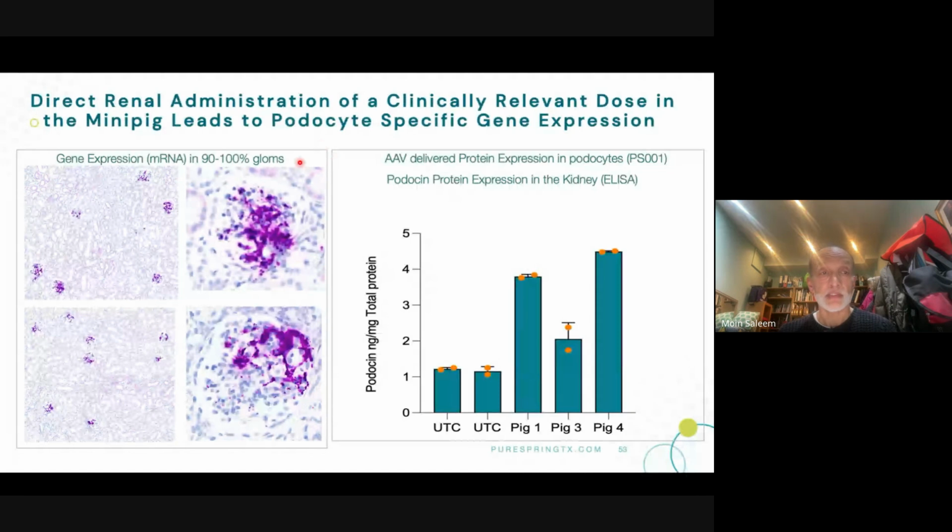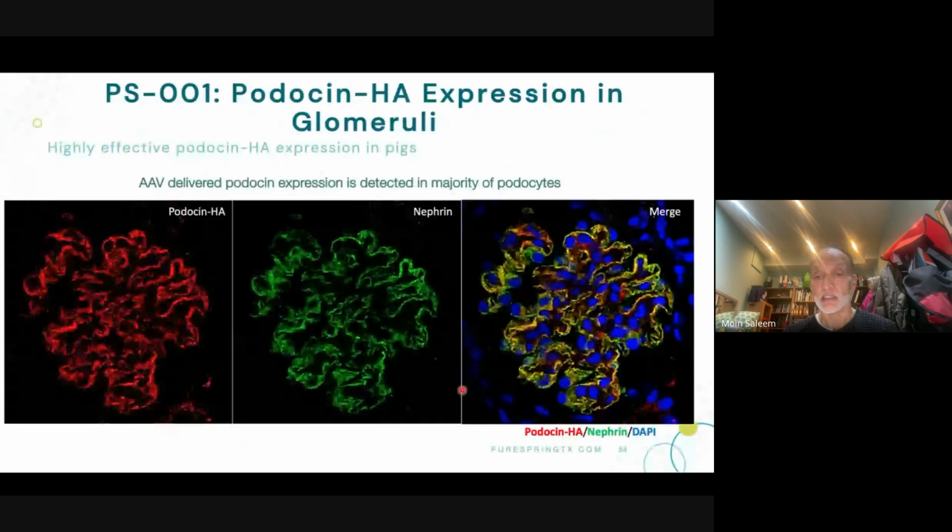This is gene expression in the glomeruli. So you can see on the low power all the different glomeruli here. The purple is showing you the expression of the gene that we got using a direct local delivery. And this is a high power of a glomerulus, and you can see that there's lots and lots of purple there. So you're getting high amounts of gene expression. This is now at the mRNA level rather than the protein level. And this is just showing sort of several pigs and the amount compared to untransduced controls.